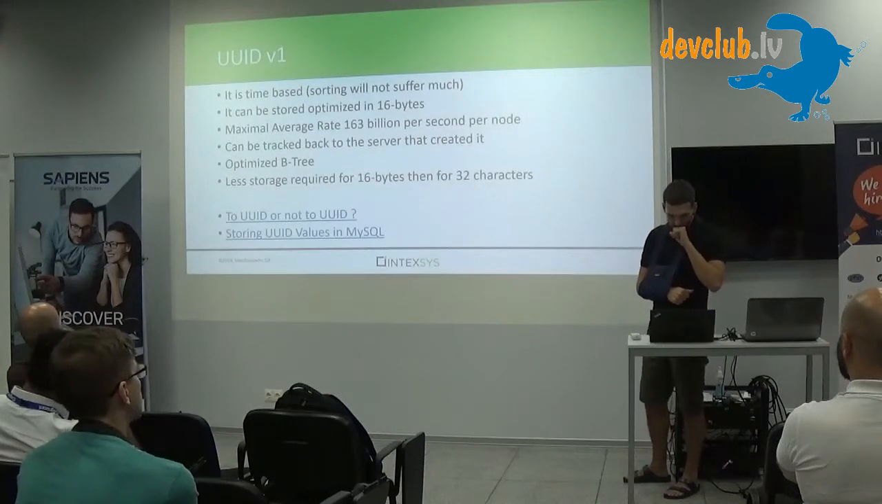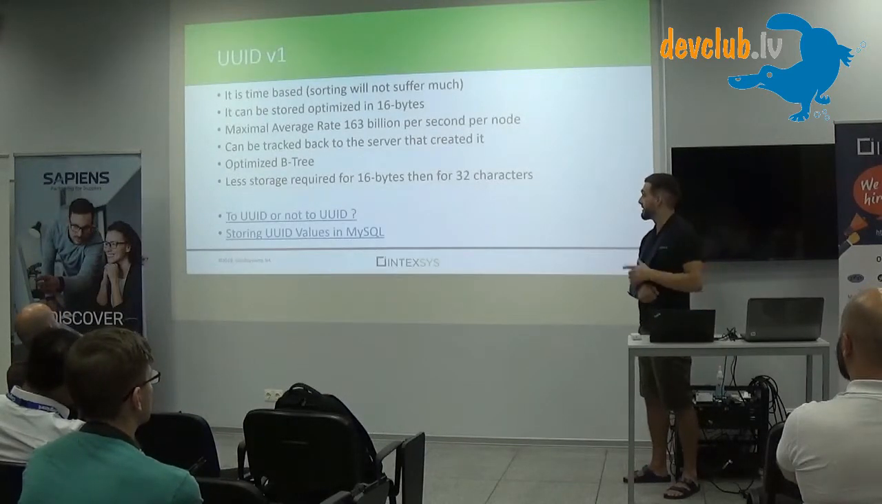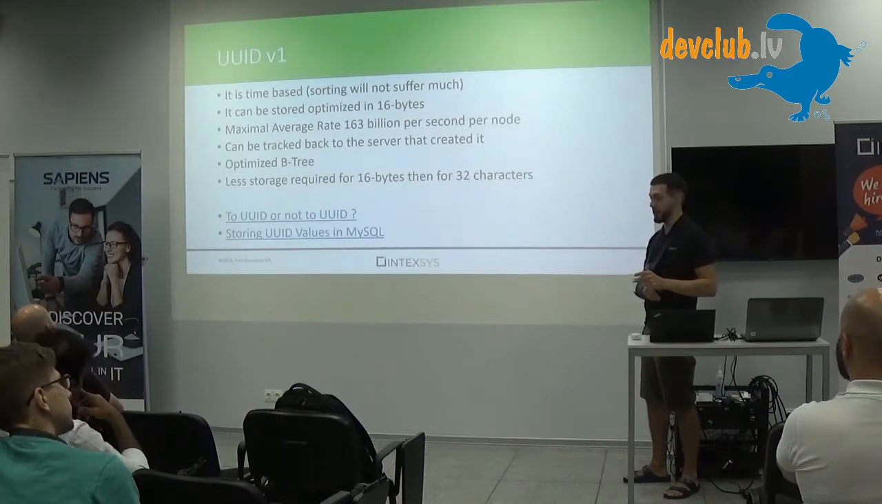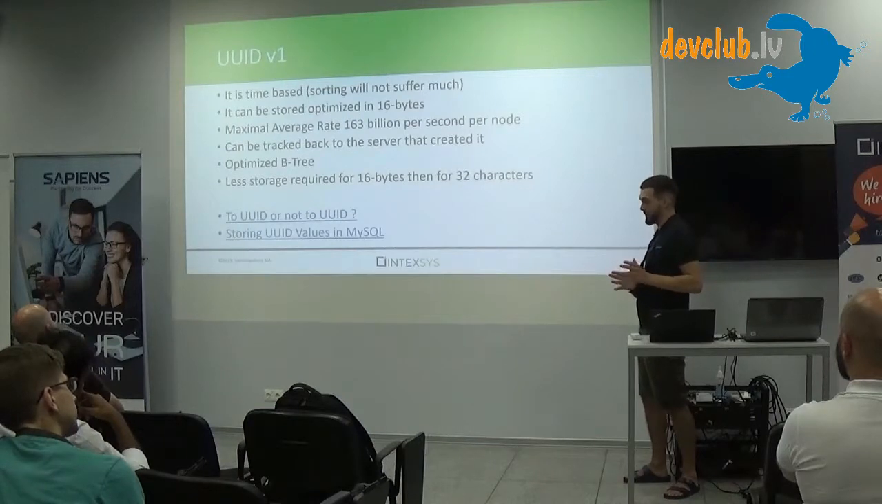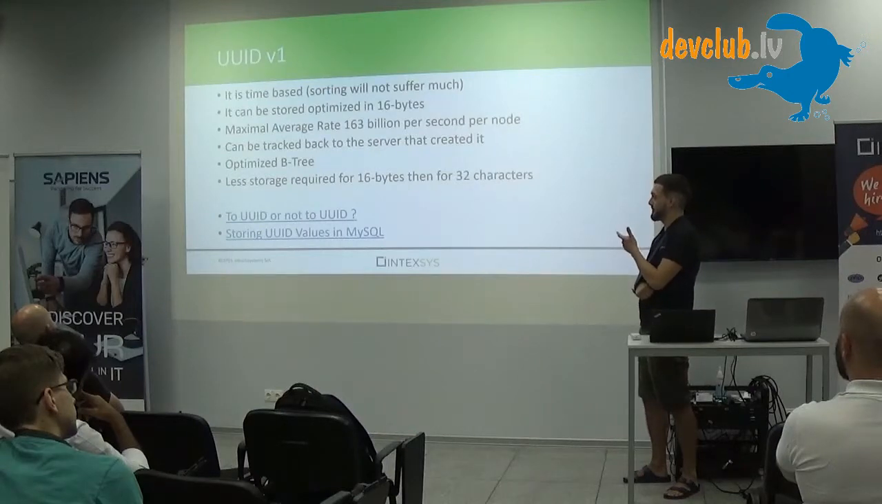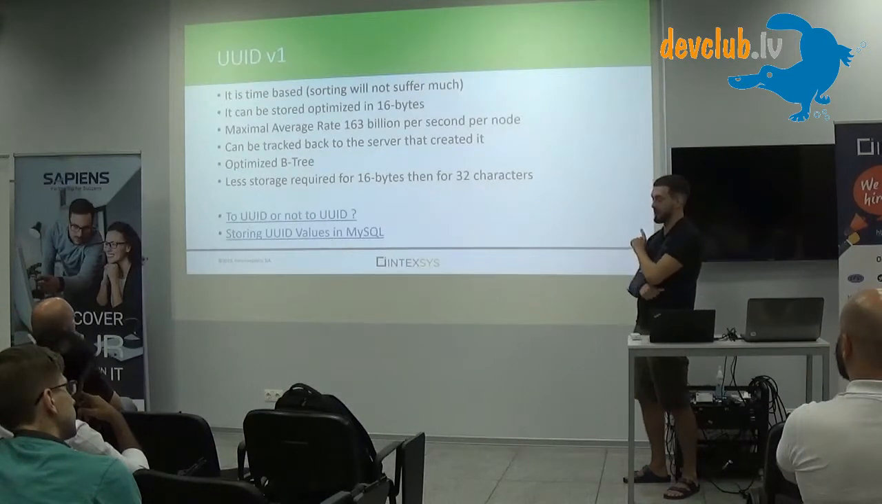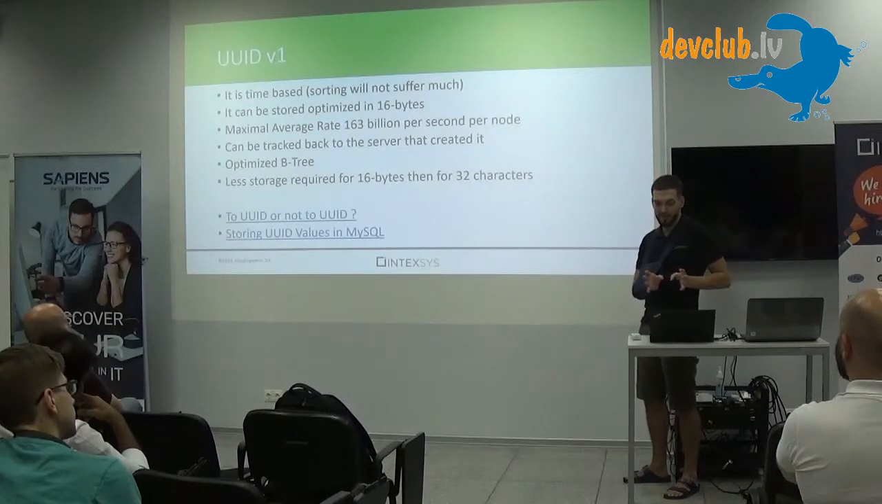We've decided to use the first version of UUID because, first of all, it's time-based, so if we store it correctly, the sorting will not suffer. It can be optimized and stored in 16 bytes. The average rate that can be generated per node is 163 billion per second per node. So if we try to generate that amount of data on a single node, we may have a collision.